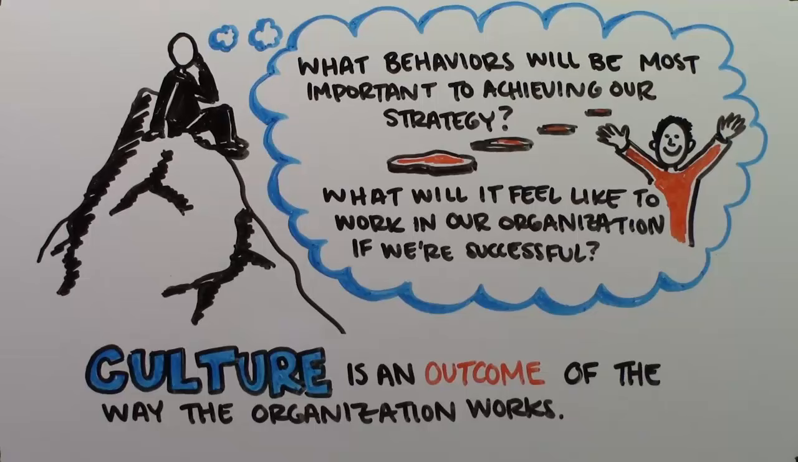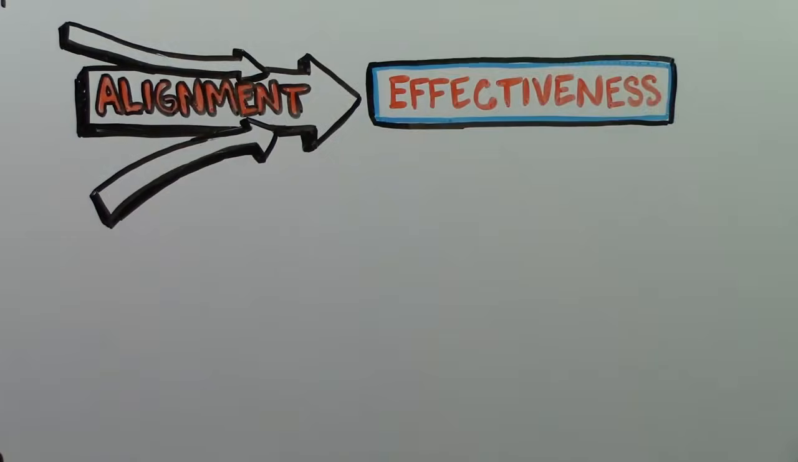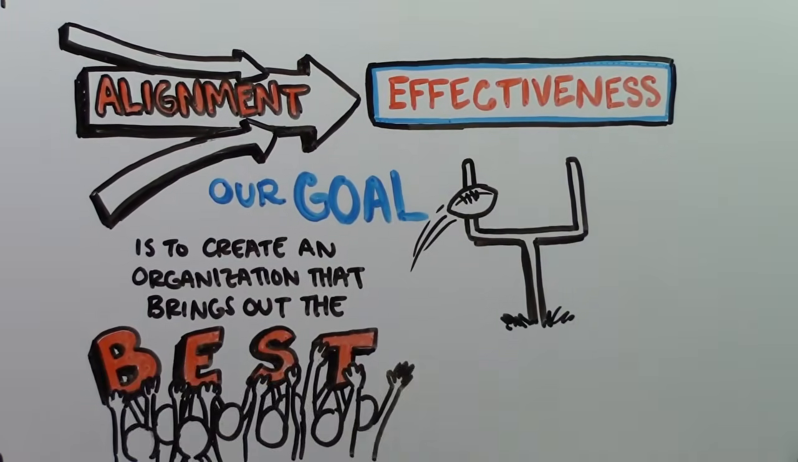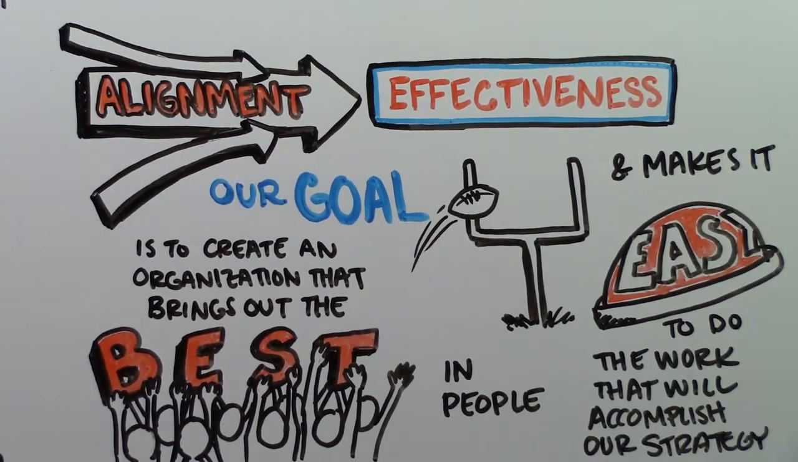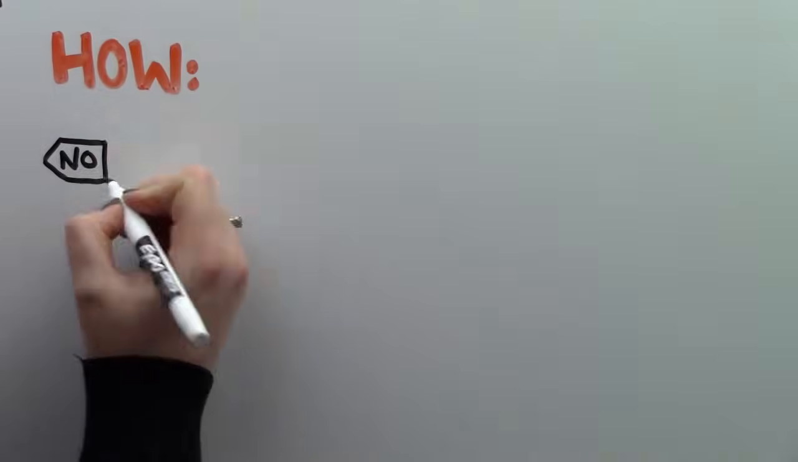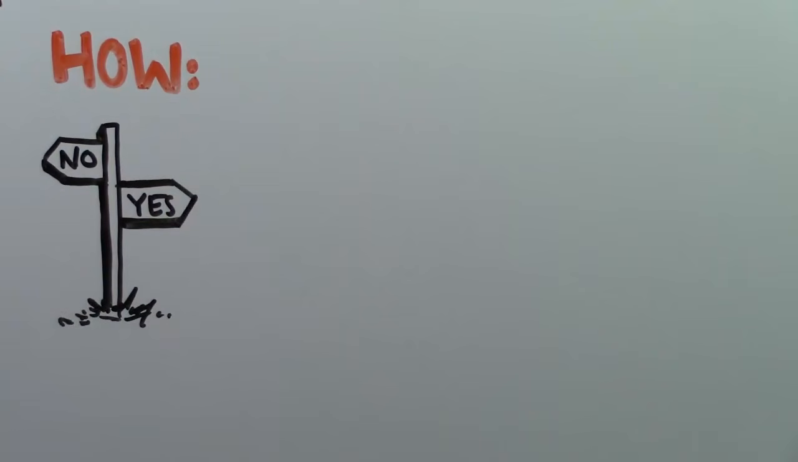That's why we say alignment of an organization is what determines its effectiveness. Our goal is to create an organization that brings out the best in people and makes it easy to do the work that will accomplish our strategy. Let's move on to the how of organization design. Designing organizations is complex and challenging work encompassing many decisions. To do it well, you need a process.